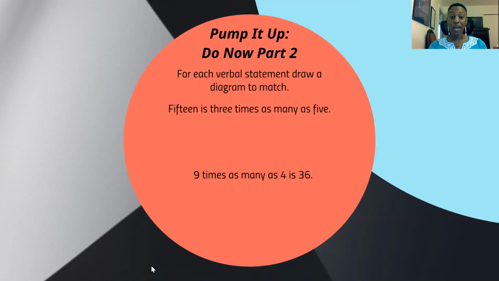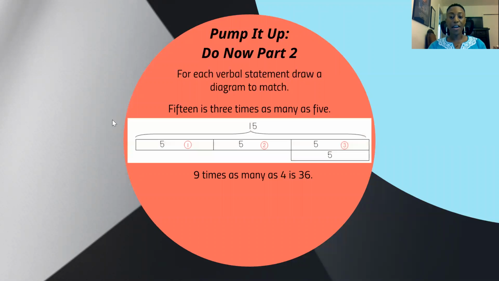All right, let's start with the first one. 15 is 3 times as many as 5. What is the lesser amount? I started at a different place within the equation to see if you can point it out. Yes, in this verbal statement or the equation that I'm coming up with in my head, the lesser amount is 5. What is the times as many? Yes, that relationship here is 3 times as many. And then what was our product or our greater amount? Yes, it's 15. So let's see what that looks like in a diagram.